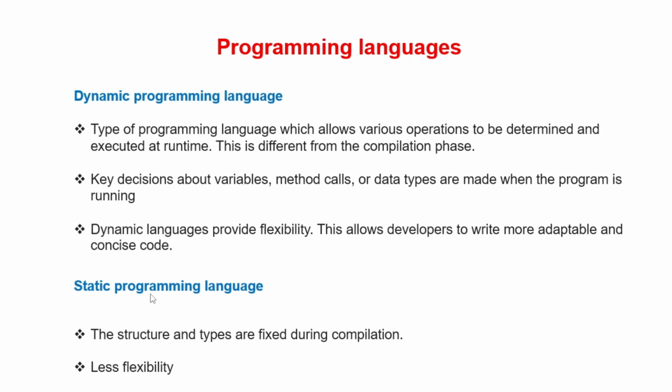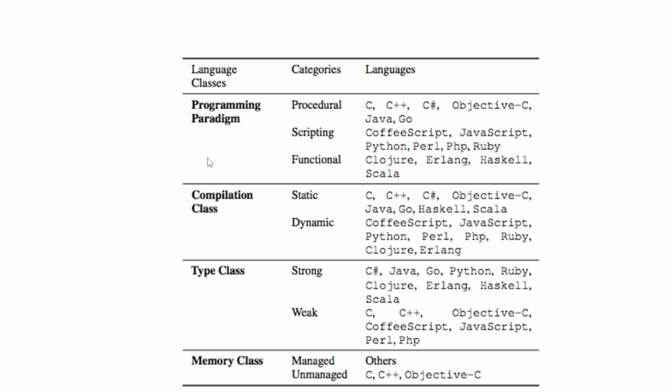Now, quite opposite is the static programming language, where the structure and types are fixed during compilation. And because of this, static languages are less flexible and provide less flexibility to the developer. In this series of tutorials, we will be focused on dynamic languages, and an example of dynamic languages is Python, which is very popular these days.